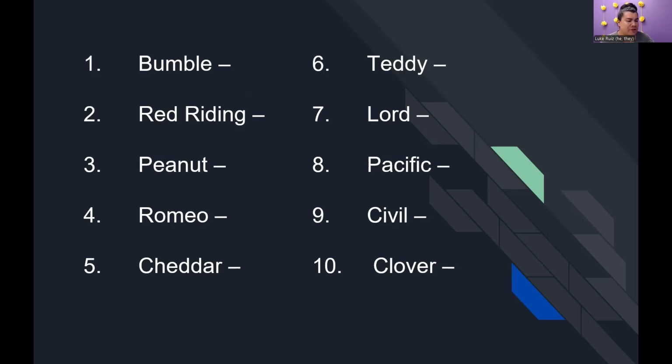Perfect. For those who just joined, we're doing a quick word association. If you have a piece of paper next to you, you can write 1 through 10 and just write the first word that you associate with each of these words on the screen. So number one, put your word. Number two, put your word. Number three, put your word, and so on and so forth.